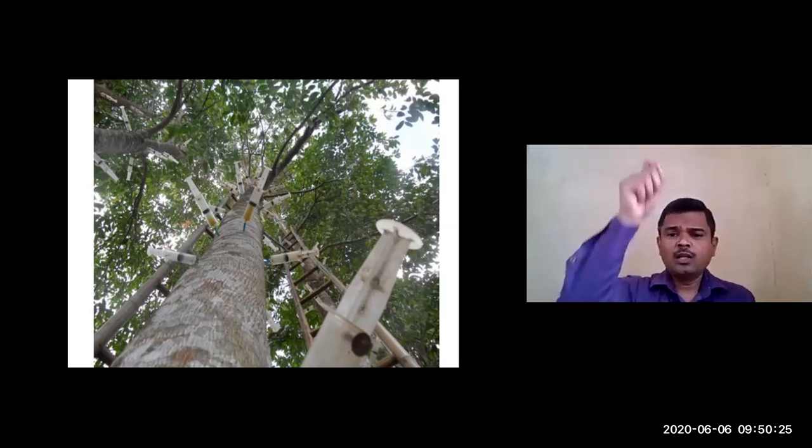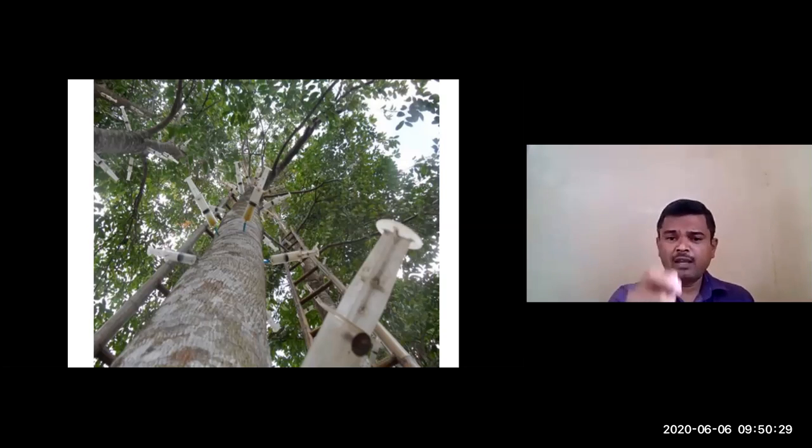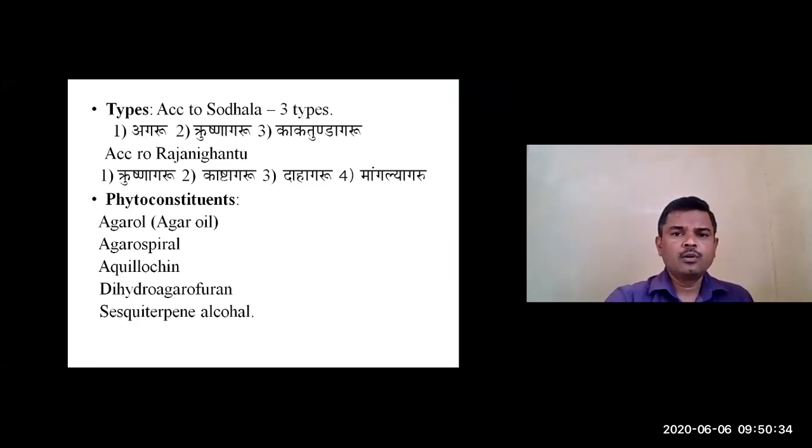They hold the plant, over the main trunk. They make a hole, and then they put the syringes. Okay. Next, we'll move to the types of agaru.